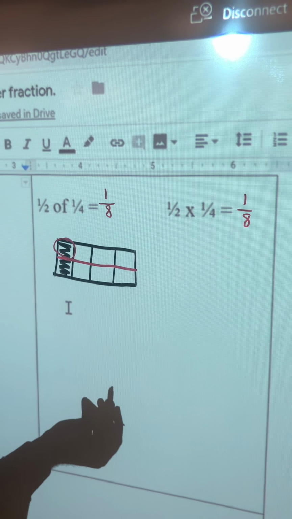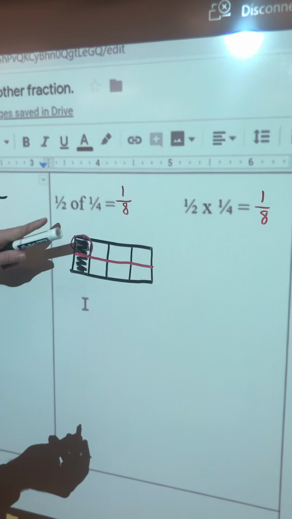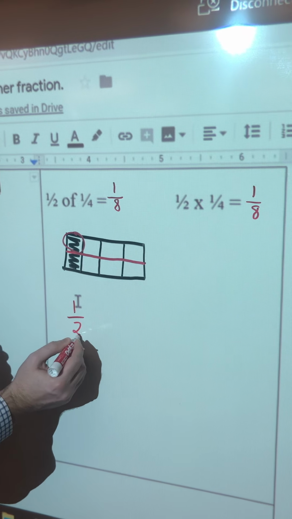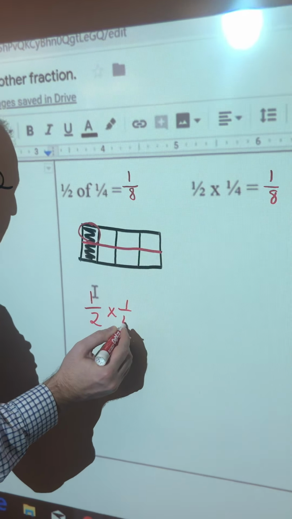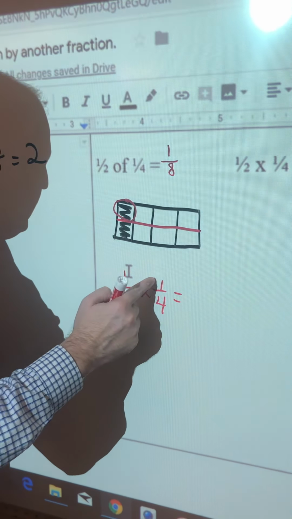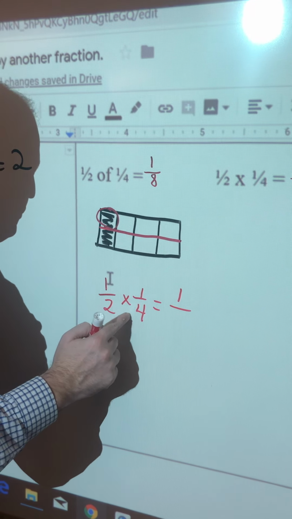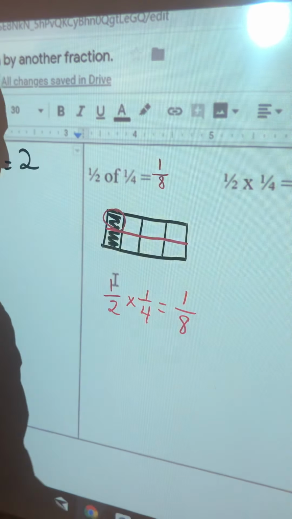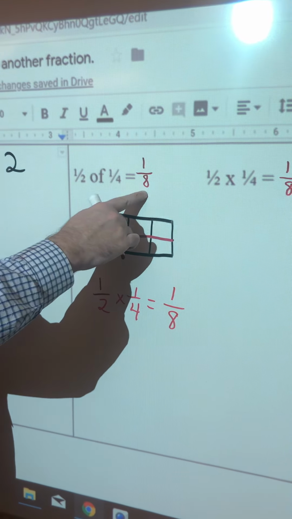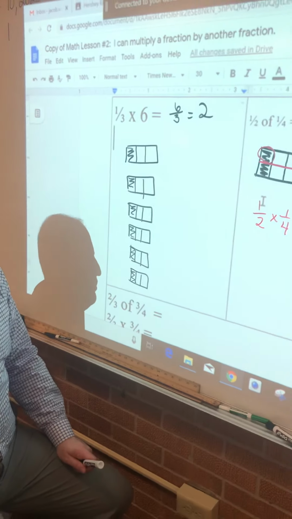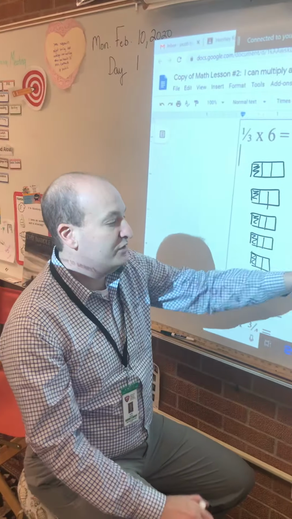Now I'm going to show you the secret, the trick to this, but I do want you to be able to draw this visual model. If I were to write 1/2 times 1/4, I can see that I did 1 times 1 is 1 piece, but now I have 2 times 4, now I have 8 pieces. So actually my product is smaller than either of the two factors. Okay? So that's this particular problem.